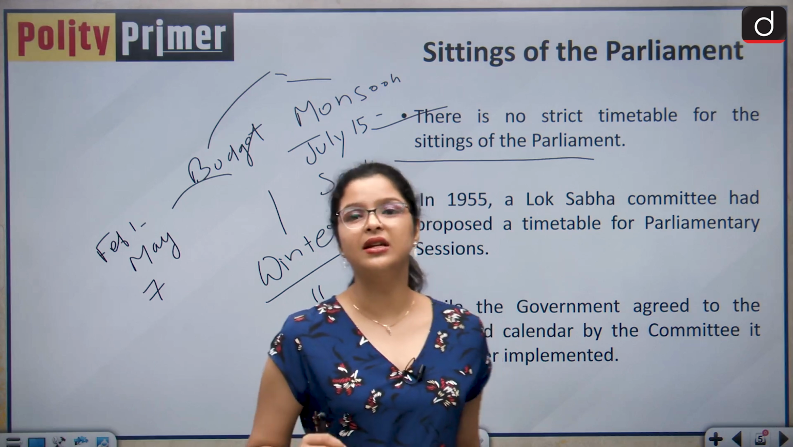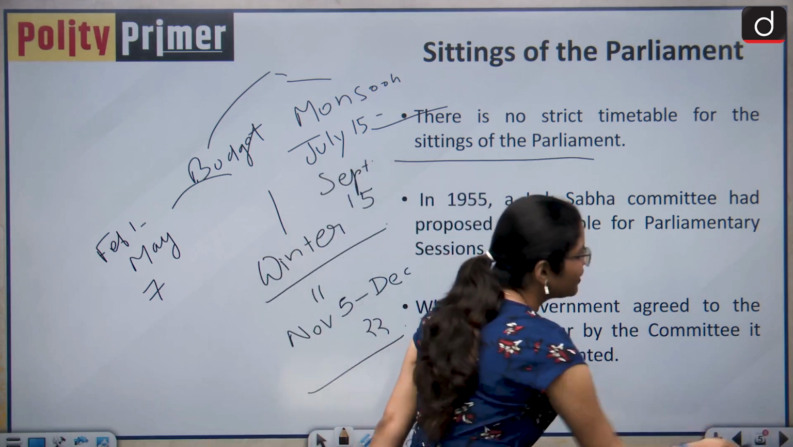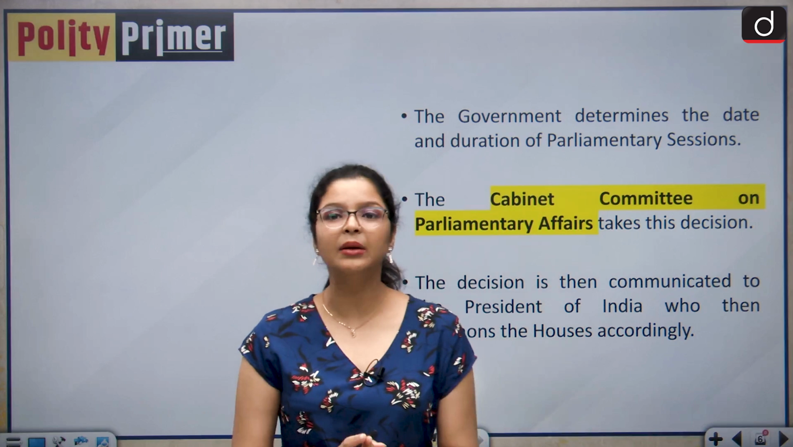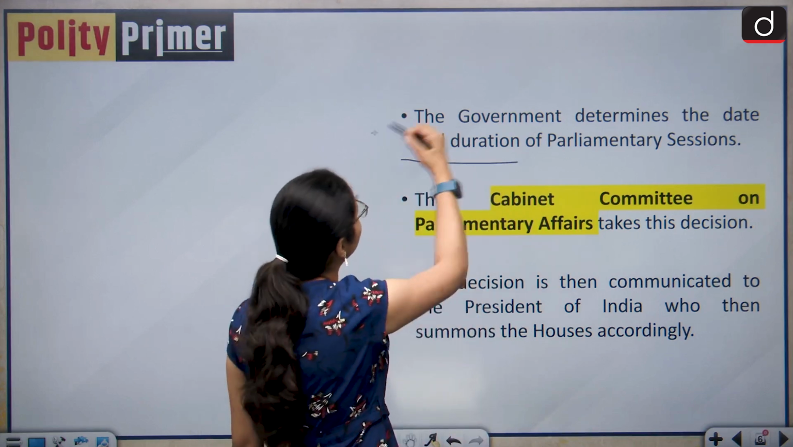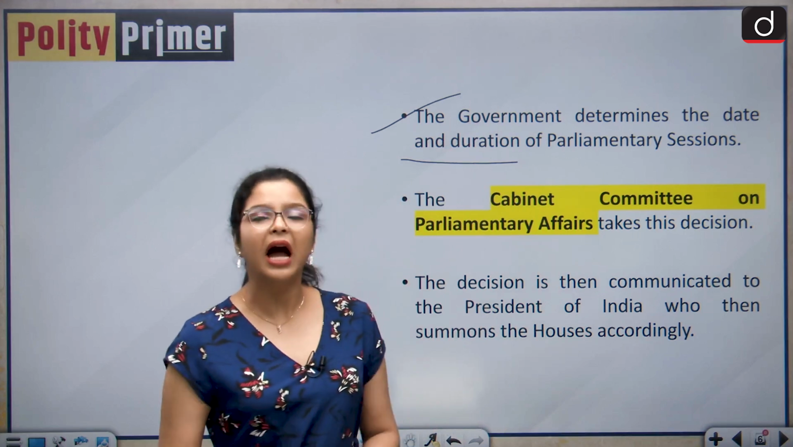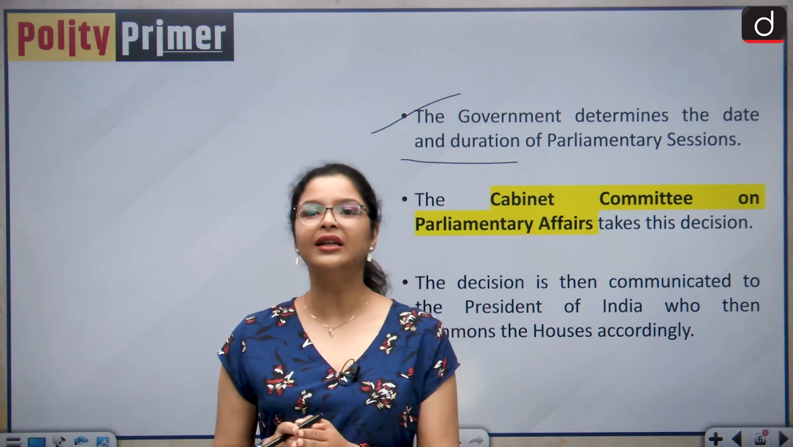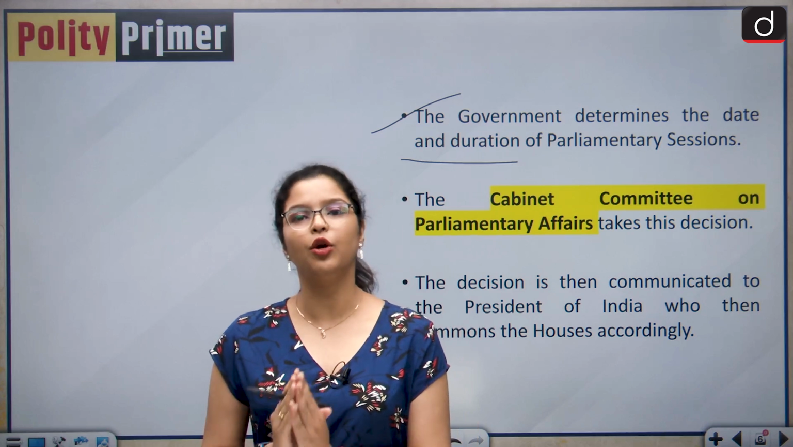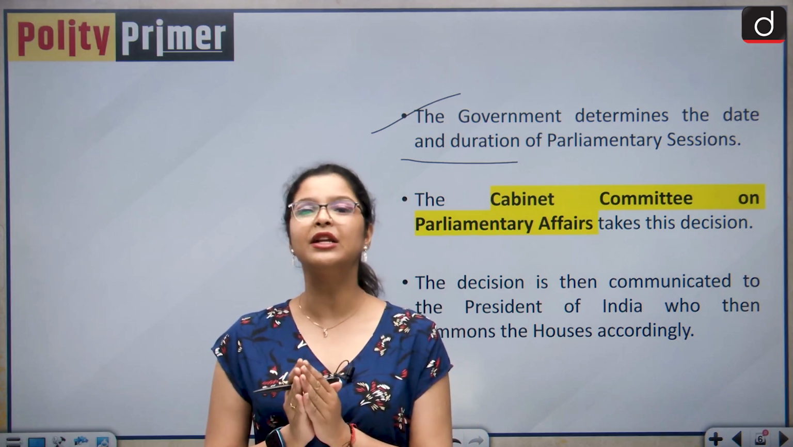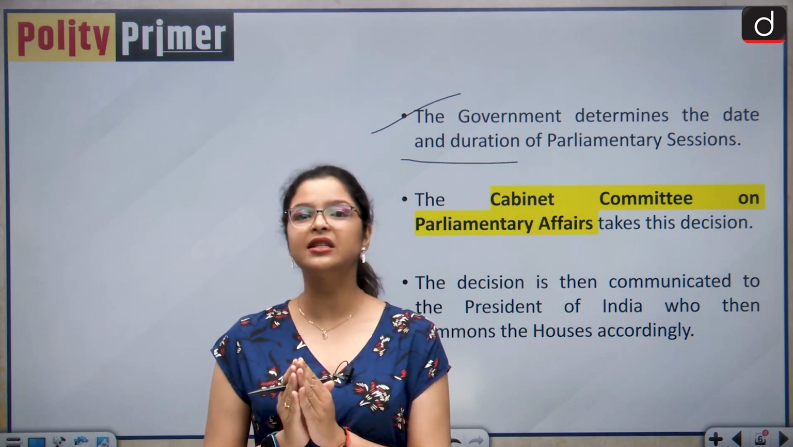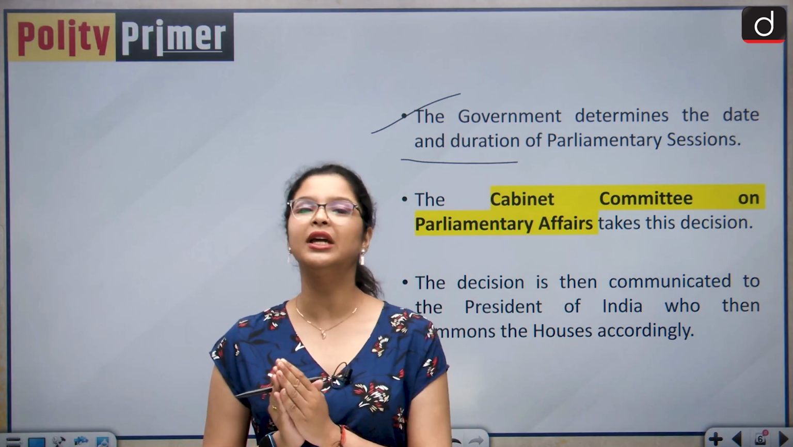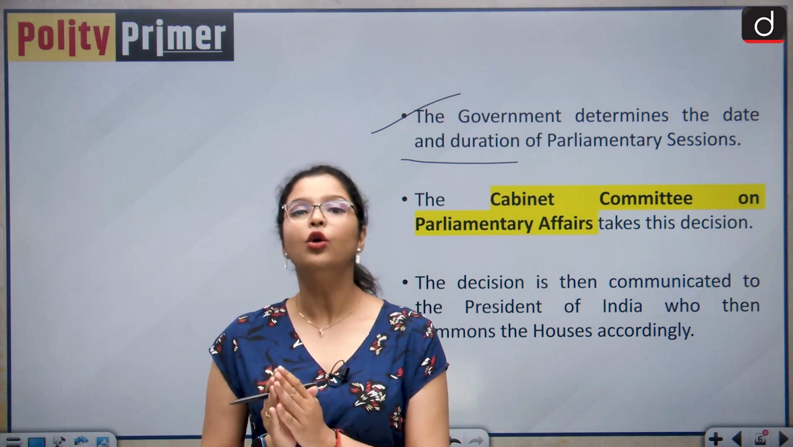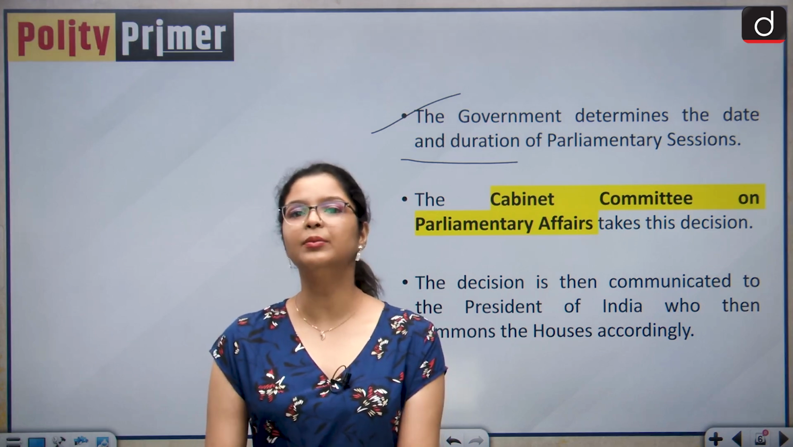So as I was discussing before, who decides the duration and the timetable for these sessions? The government determines the date and duration of the parliamentary sessions. It is the complete prerogative of the government. The Committee on Parliamentary Affairs takes the decision on behalf of the government, and then the decision is communicated to the President of India, who then summons the houses of the Parliament.